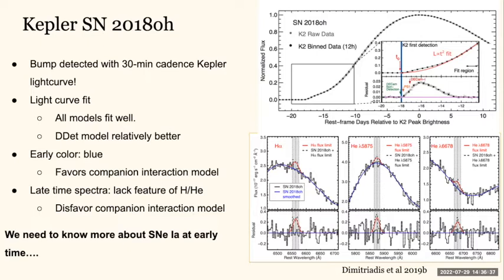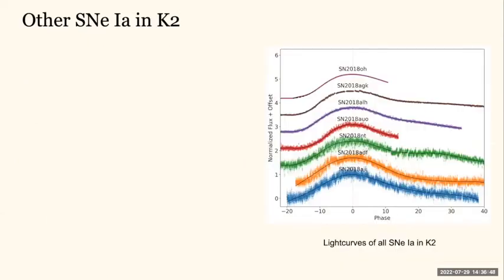in the underlying supernova flux and colors, and we need to know more about Type Ia supernovae at early times. One natural choice is to see if we have any other nice objects covered by K2. So here are all the Type Ia supernovae covered in the K2 mission. And you can see that besides the brightest, 2018oh, the others seem to have a smooth power law rise.